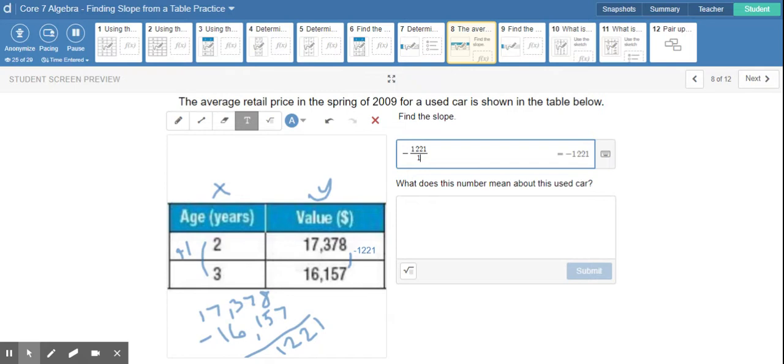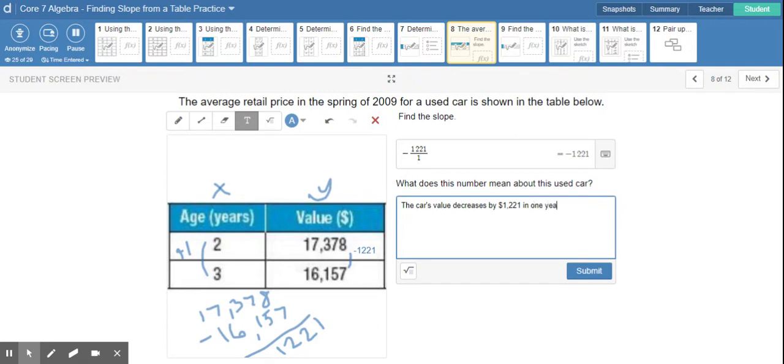What does this number mean about this used car? So how can I take this rate and turn it into some context of what this means about the used car? So this negative 1,221 is the value, and the value is going down. So we can say the car's value decreases by $1,221 in 1 year. So this slope or rate of change is giving us the change in the value of the car over a 1 year period.